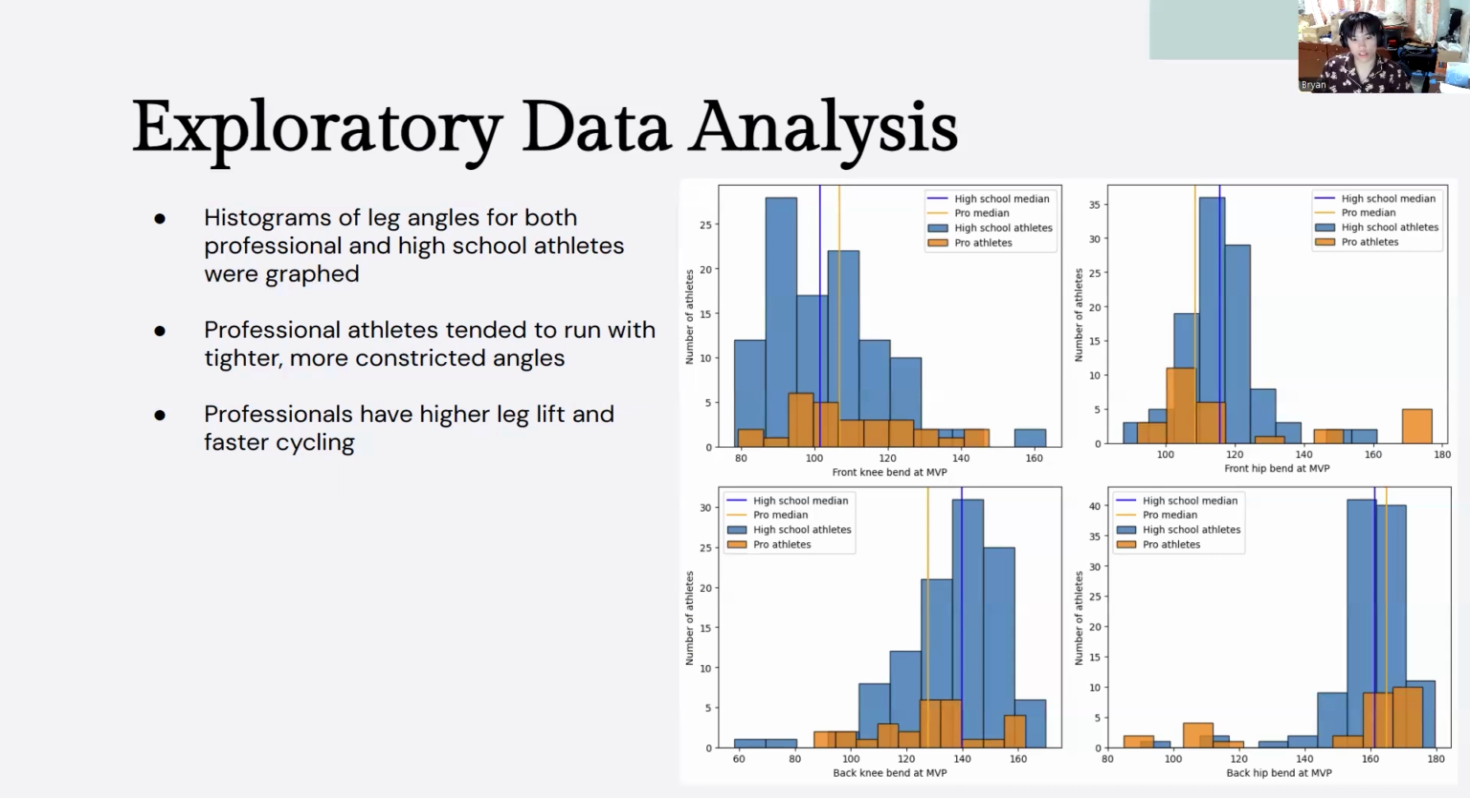Professional athletes also tend to cycle their legs faster as their back limbs also have tighter angles. The back hip angles of professional athletes being larger actually means that their back leg has cycled faster than high school athletes, and the back knee tended to have a tighter angle in general.